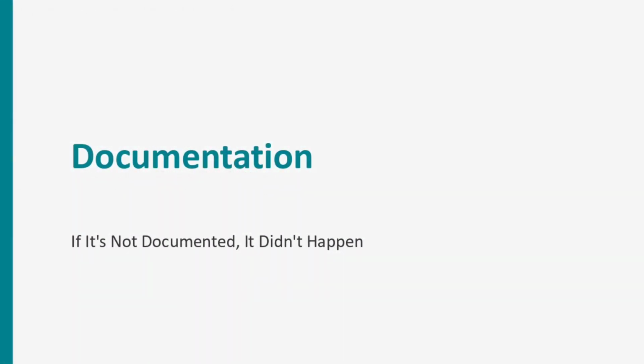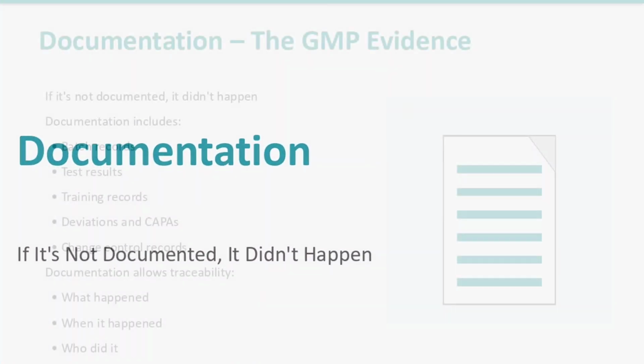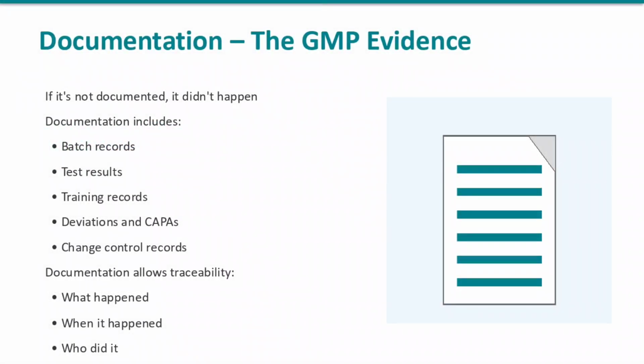Documentation is one of the most critical elements of GMP. In GMP, documentation is proof. If it is not documented, it did not happen. Documentation includes batch records, test results, training records, cleaning logs, deviations, and CAPA reports. Documentation allows full traceability, meaning we can always answer the questions: what happened, when it happened, how it happened, and who performed the activity. During audits, missing documentation is a serious issue.